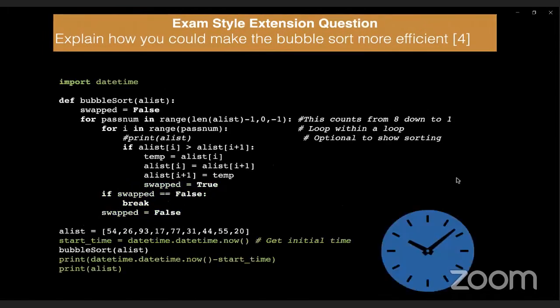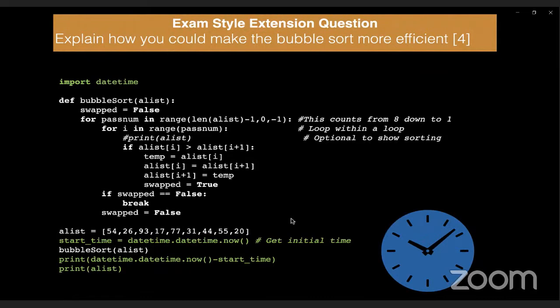Now, if you want some proof, again, they won't ask for this in the exam, but I think it's always important when doing practical things to have a go at it. You can use the datetime library to see how long it takes for the computer to actually do it. So this extra code here is checking the time and seeing how long it would take. And feel free in your program to try it both ways and see how much more efficient it can be.